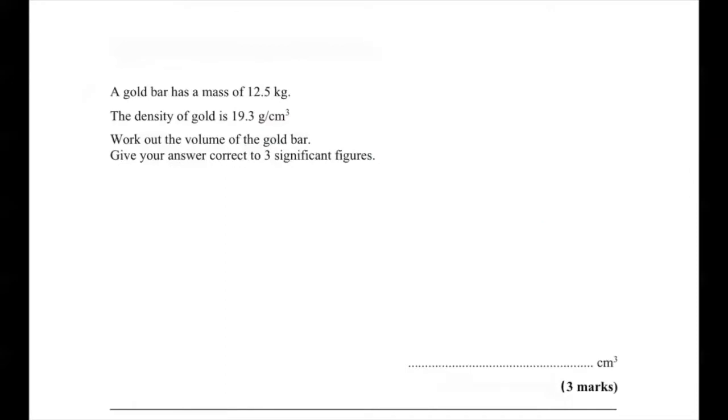Okay, next question is mass, density, volume. So we set our formula triangle up, and then we see that for volume, we're going to be doing mass divided by density. So the mass is 12.5 kilograms, and the density is 19.3 grams per centimeters cubed.